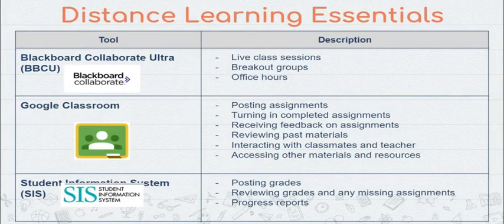What's distance learning going to look like? There's 3 main platforms that you're going to be able to use to access student learning this year. The first one and the main one is the Blackboard Collaborate Ultra. Here's where you'll have your live class sessions, where teachers will put you into small breakout groups where you can collaborate and work together and come back to the main learning room and share out. And also where students will go to have those office hours provided by teachers.